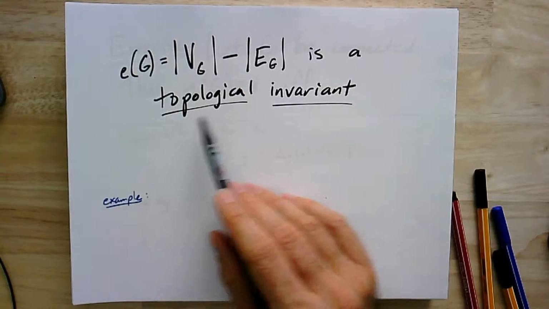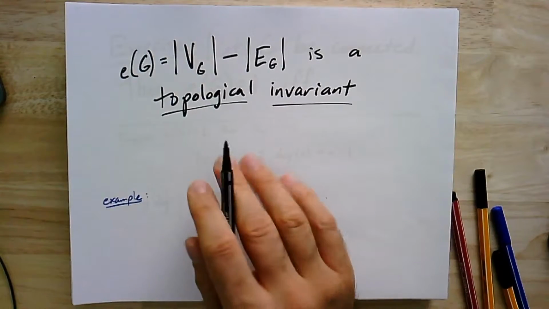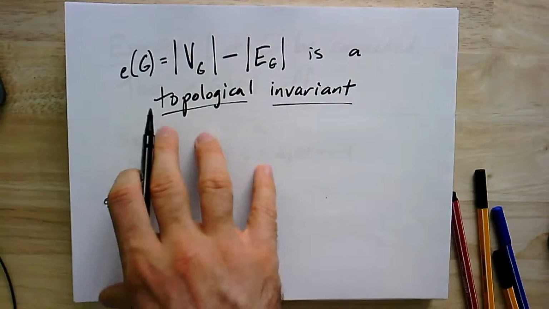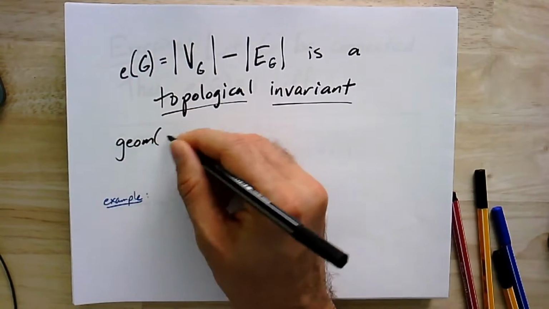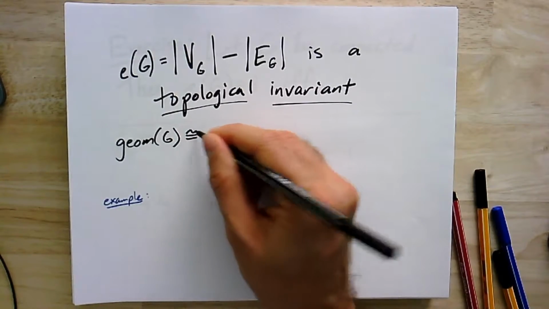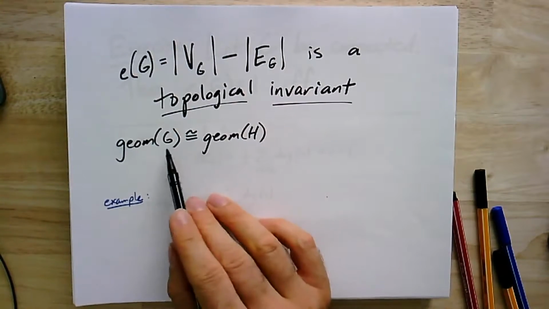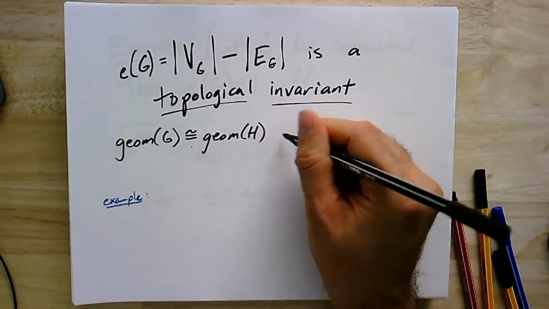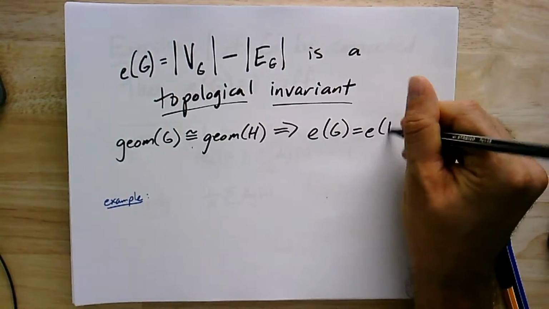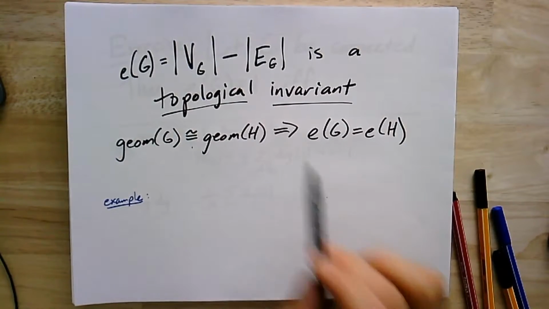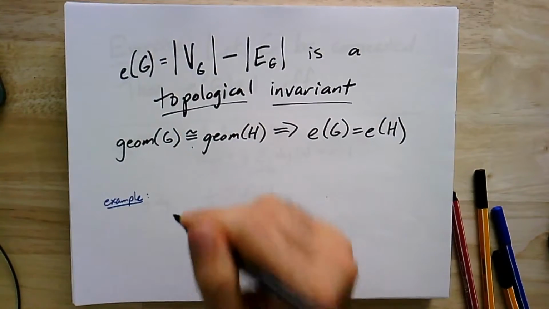And I claim that this is in fact a topological invariant. Now, topological invariance is just like graph invariance, in that if you have equivalence in topology, then the invariant should come out the same. In other words, for two graphs, if the geometric realization of G and the geometric realization of H are topologically equivalent, homeomorphic, then it should be the case that E of G is equal to E of H. So this is an invariant on graphs, but it also captures some aspect of the topology.